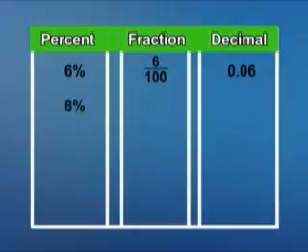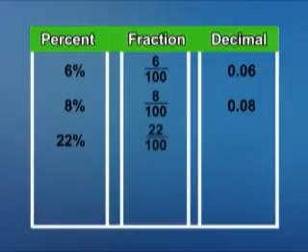As a fraction, it would be 8/100ths, 8 over 100. And as a decimal, it would be 0.08. Now let's look at the next one, 22%. As a fraction, that's 22 over 100. But as a decimal, it's 0.22 because 22/100ths is the same as 2/10ths and 2/100ths.